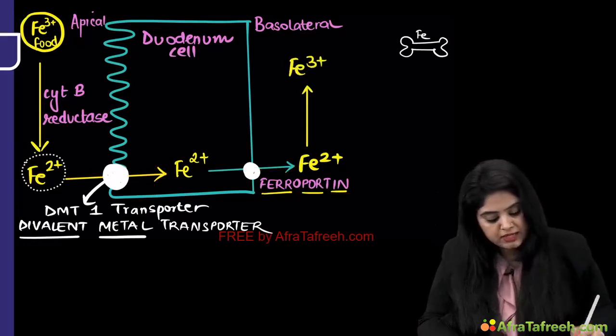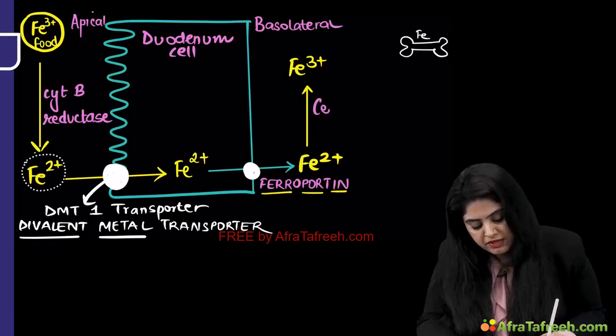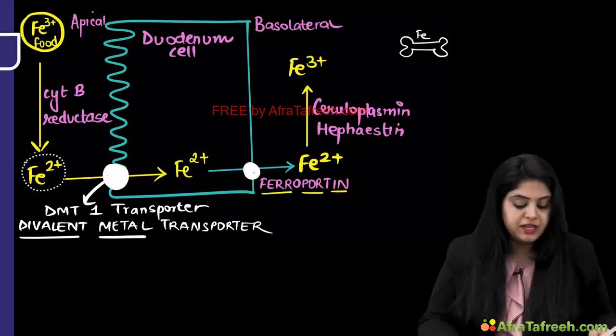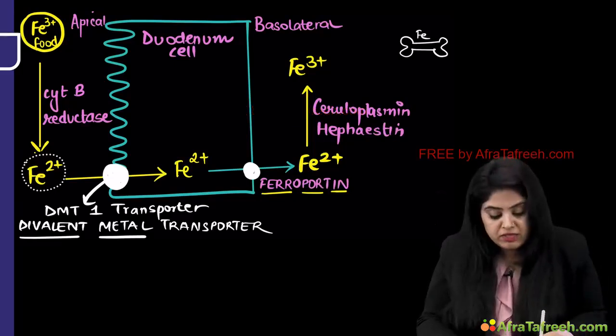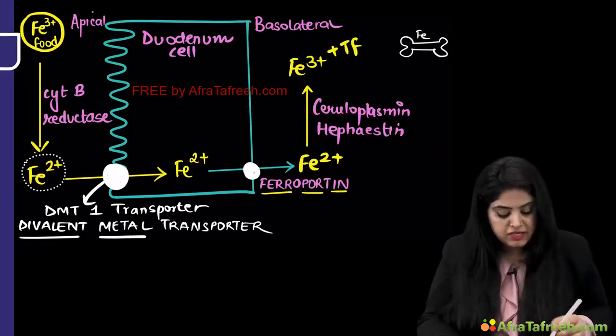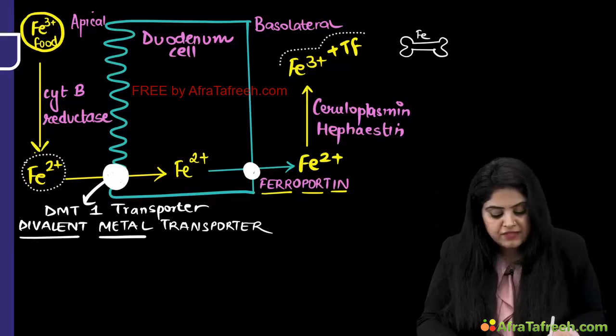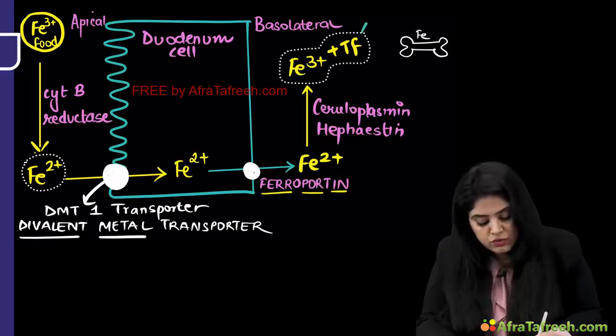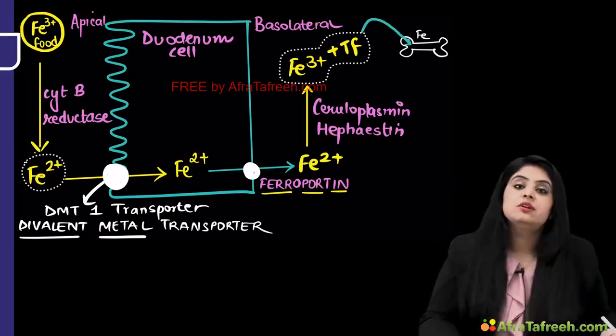And how do I do that? There are 2 molecules available. One is known as ceruloplasmin and the other is known as hephaestin. This Fe3+ iron is then going to bind to the transport molecule. Who is the transport molecule, guys? It is transferrin. So this Fe3+ then combines with transferrin, the transport molecule, and goes all the way to the bone marrow.